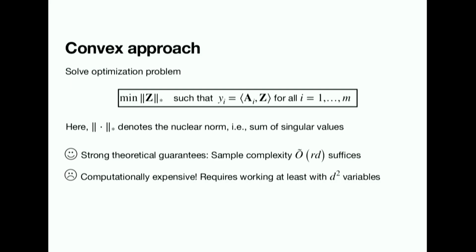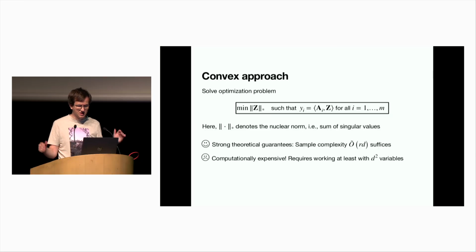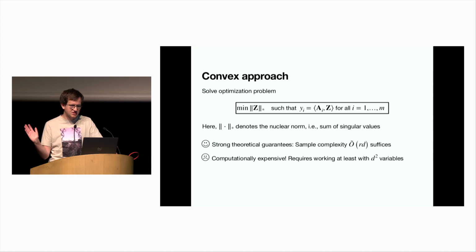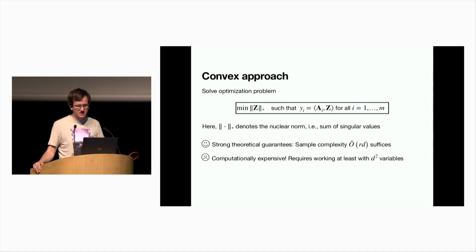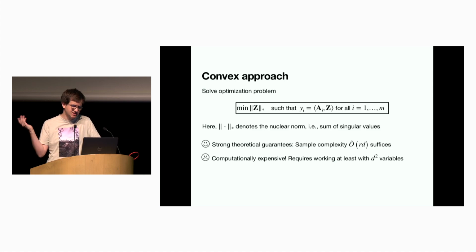There are pros and cons of this approach. The pro is that it's theoretically well understood. We know this approach can reconstruct the unknown ground truth matrix with near optimal sample complexity: approximately, up to log factors, R times D measurements, which is more or less information theoretically optimal. The disadvantage, of course, is that nuclear norm minimization is an SDP, it's computationally expensive, and so it's not really what we want to do.